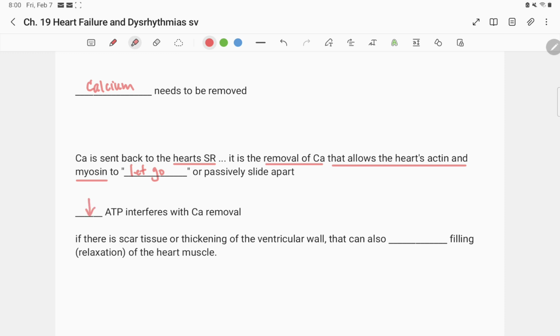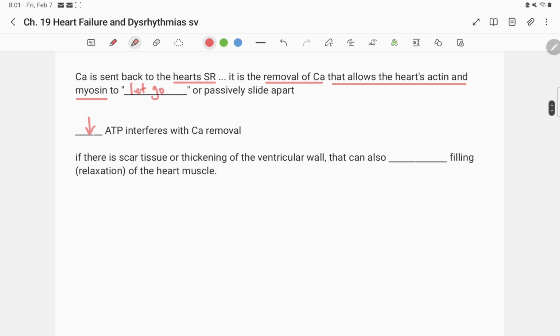Low ATP interferes with this calcium removal, and if there's scar tissue or thickening of the ventricular wall, this can also impair filling, which means the heart's relaxing, right? So when you're in diastole, ventricles are relaxing, which means they're filling.